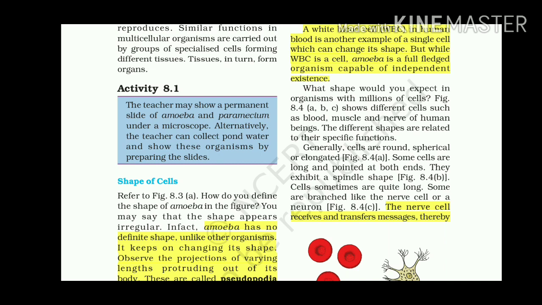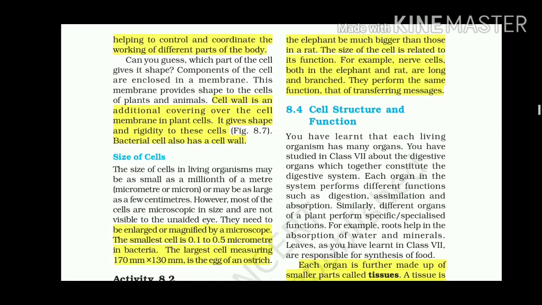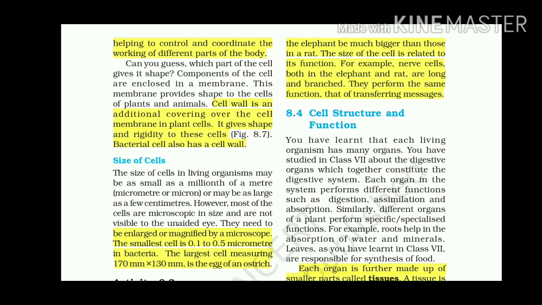The nerve cell receives and transfers messages, thereby helping to control and coordinate the working of different parts of the body. Can you guess which part of the cell gives its shape? Components of the cell are enclosed in a membrane. This membrane provides shape to the cell of plants and animals. Cell wall is an additional covering over the cell membrane in plant cells. It gives shape and rigidity to these cells. Bacterial cells also have a cell wall.